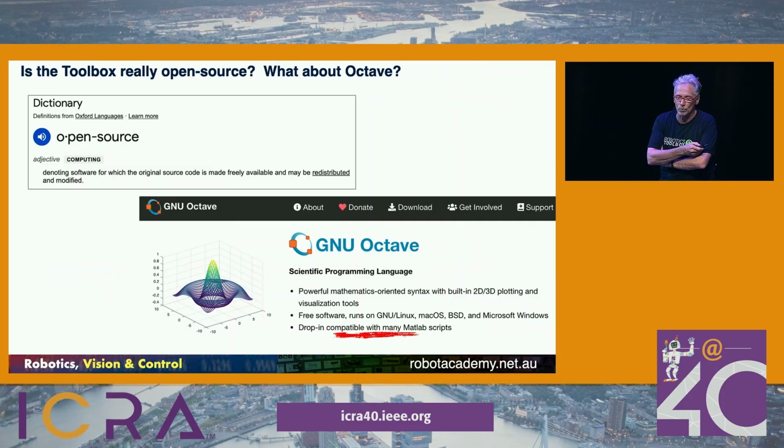into the Spatial Math Toolbox. People ask me a lot, is the Toolbox really open source? So I distribute the source code for my Toolbox, and you can read it and you can change it, but you can't run it unless you buy MATLAB from the MathWorks.